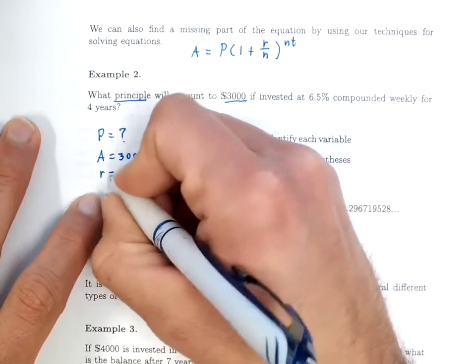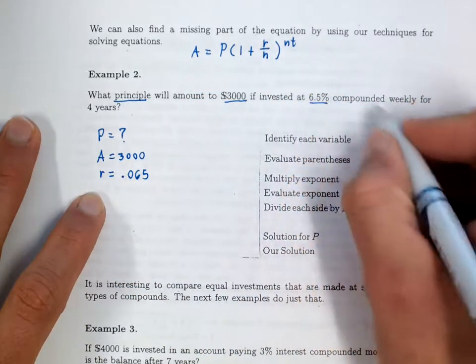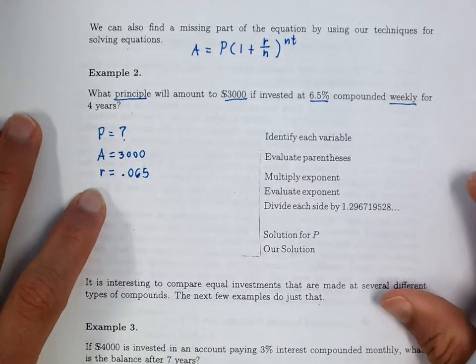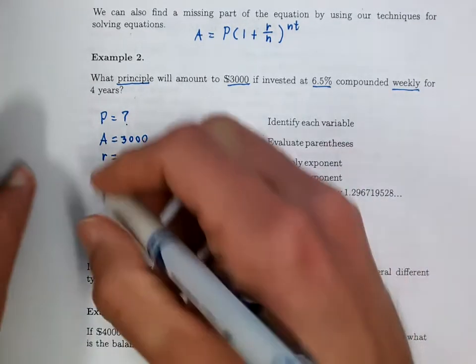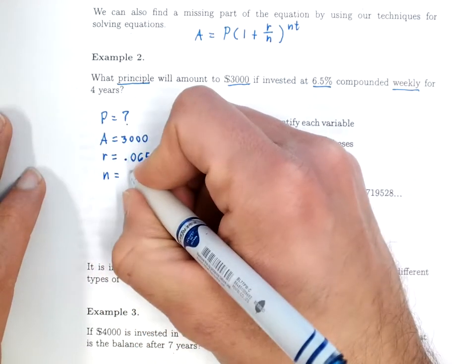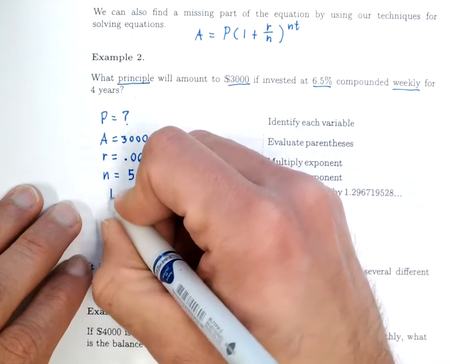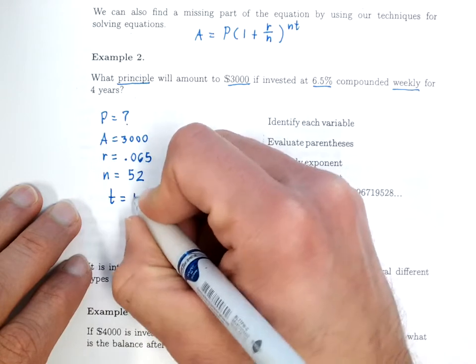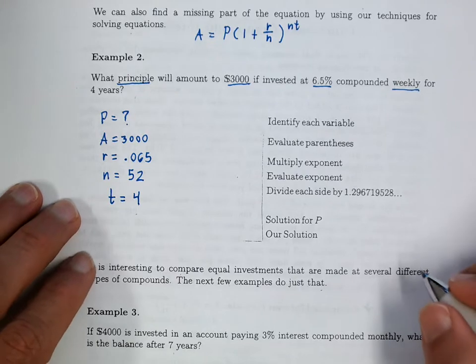And R is 0.065, that's the rate. And it says it's compounded weekly, so you just have to know how many weeks there are in a year, and there are 52 weeks in a year. Right? So we have N is 52, so that's how many times we compounded the interest, and this is in 4 years, so T is 4. Okay, let's see, I think we have everything we need. Now we're going to plug it all in.